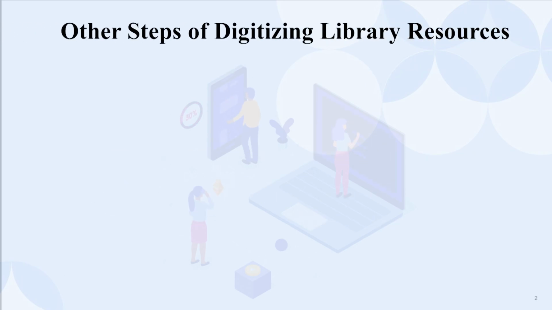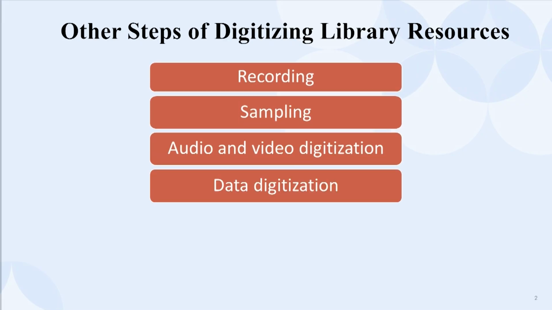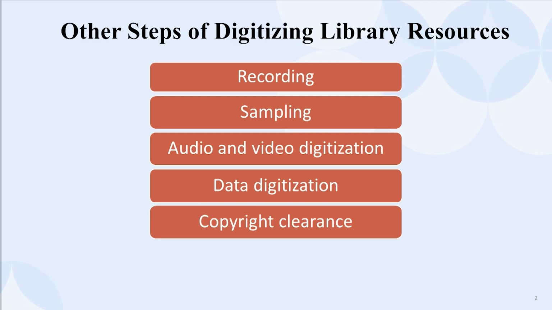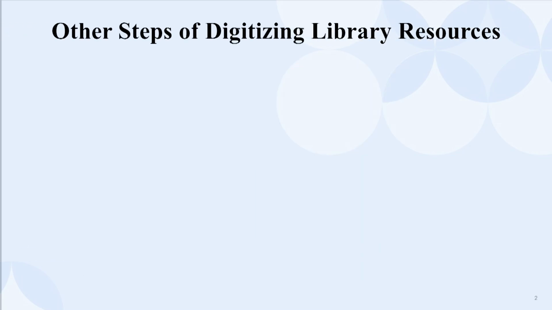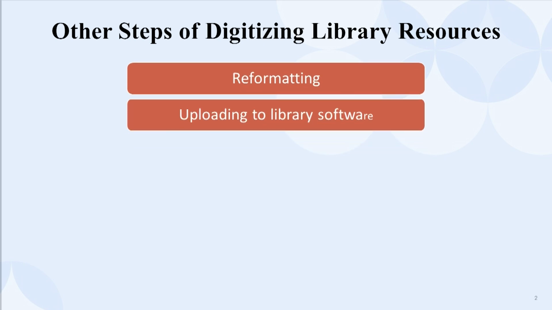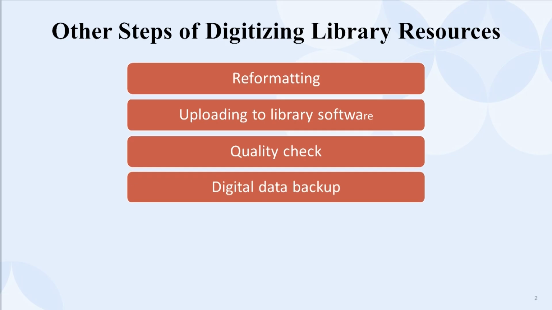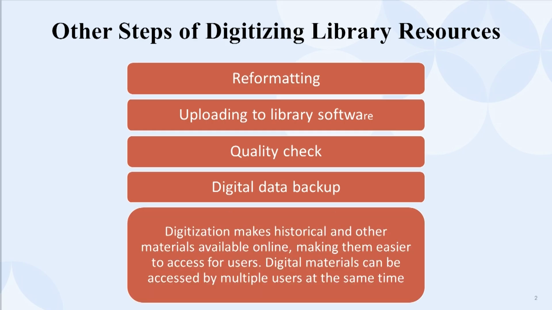Other steps of digitizing library resources are recording, sampling, audio and video digitization, data digitization, copyright clearance, proofreading, reformatting, uploading to the library software, then quality check. Quality check is important in digitized content, because people across the world will be seeing it. Then data backup. Digitization makes historical and other materials available online and easier to access for users. Digital materials can be accessed by multiple users at the same time.